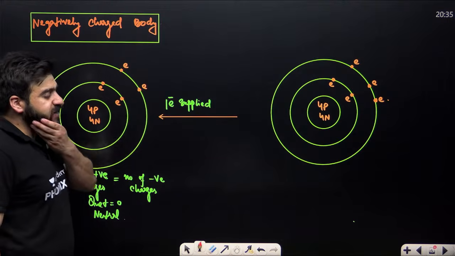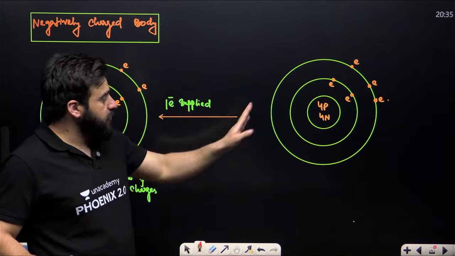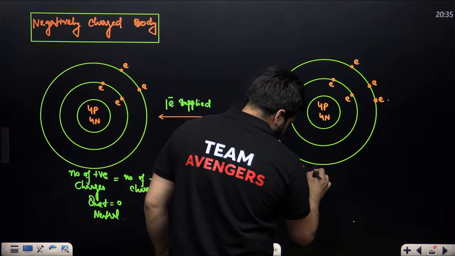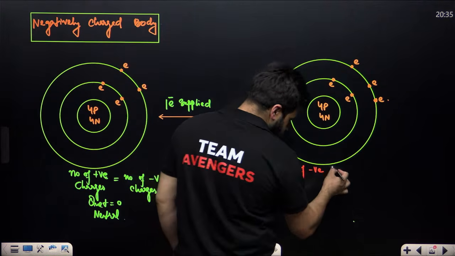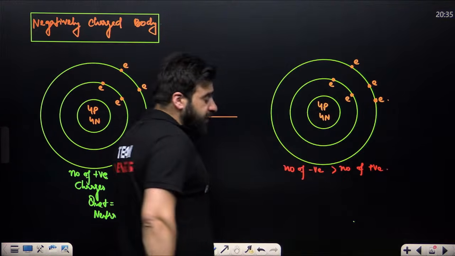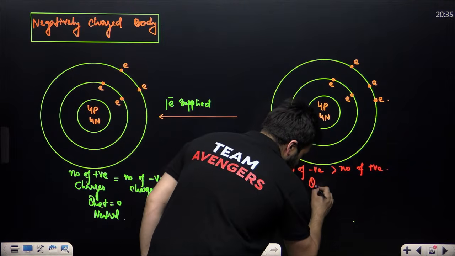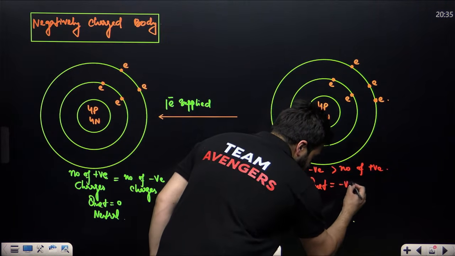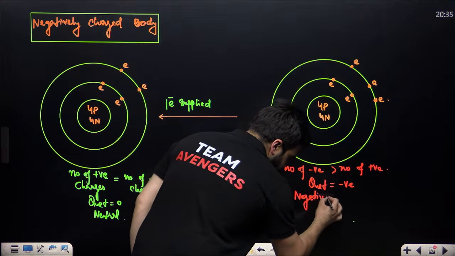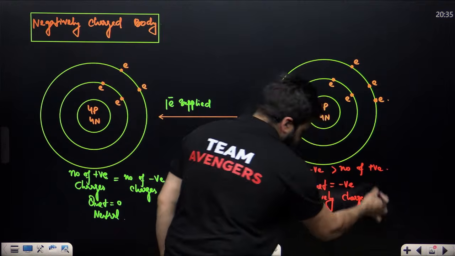Now tell me which charge is greater, positive or negative? You can clearly say in this particular case, negative charge is greater than positive charge. The number of negative charges is greater than the number of positive charges. If the number of negative charges becomes greater than the number of positive charges, I can say in this particular case, net charge is negative. So it becomes negatively charged.